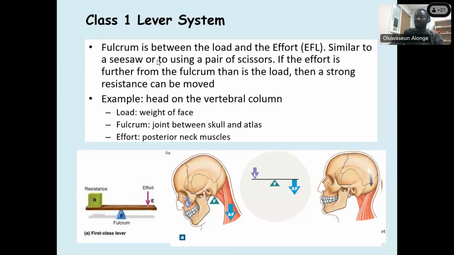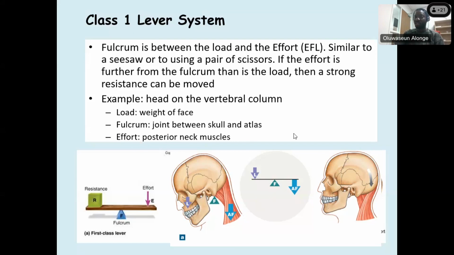This is similar to what you see in scissors. If the effort is further from the fulcrum than the load, then a strong resistance can be moved. Example now, the head on the vertebral column. All right, so that's it. The weight of the face is the load. The joint between the skull and the atlas is the fulcrum, and the effort is the posterior neck muscles that are doing the contraction.